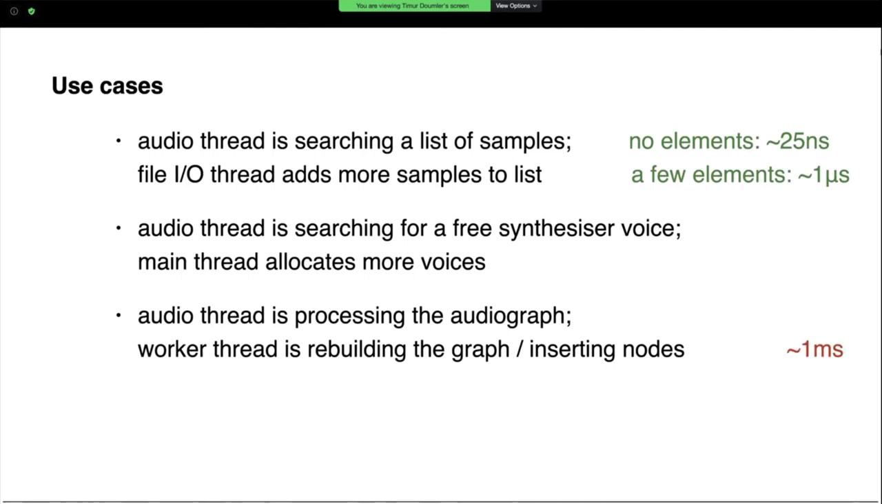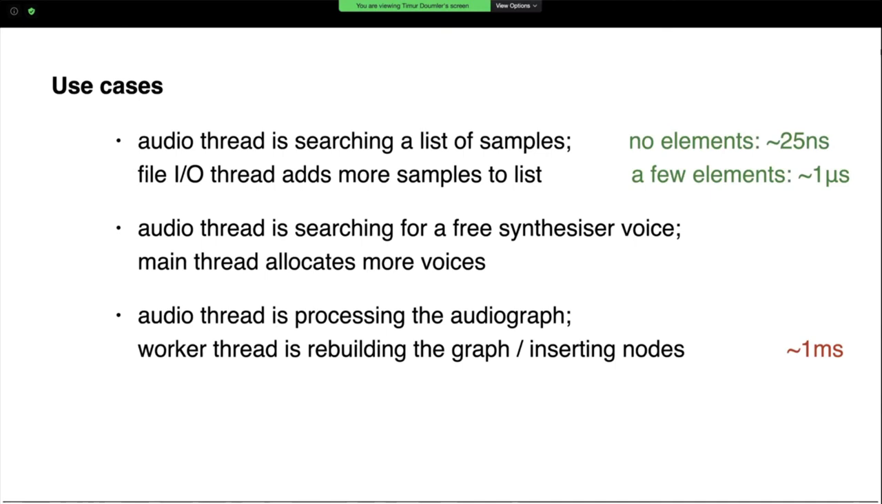At the extreme end of the spectrum, you might be processing the whole audio graph, which in this very CPU intensive plugin that I was working with would take like 1 millisecond to go one way around the audio graph. So you have more than five orders of magnitude of how long you might be waiting for this lock if you're the GUI thread. And the lock has to work for all of these, right? So that's why we're going to have these progressive stages, and that's how we're going to tune our numbers.